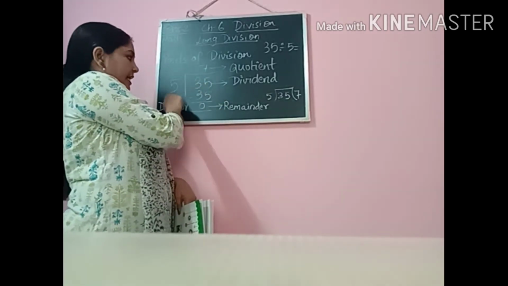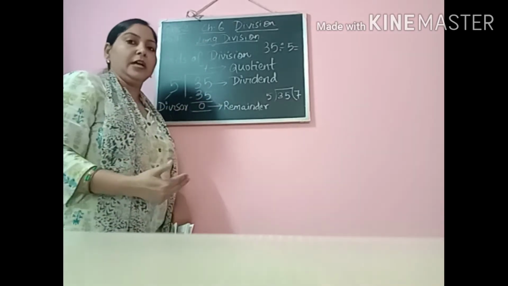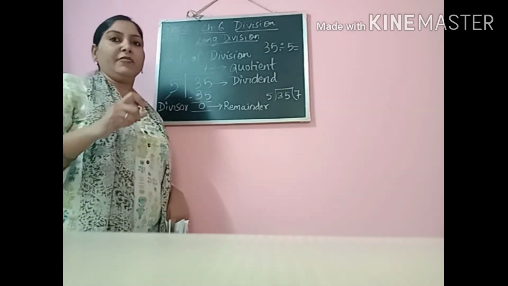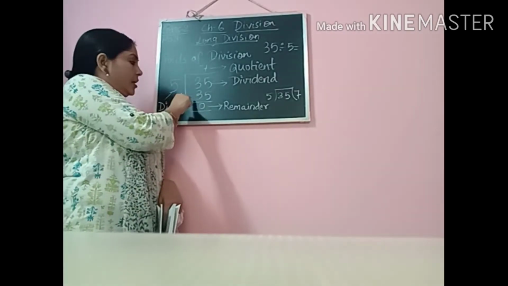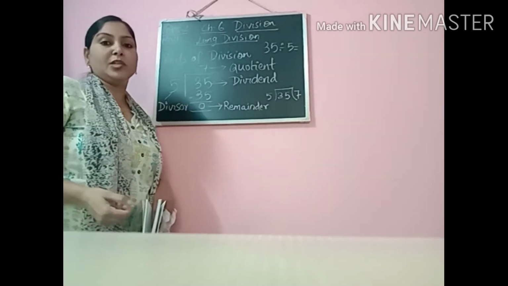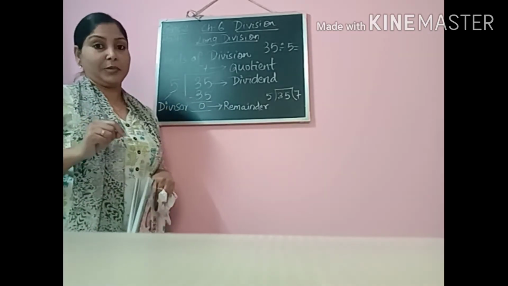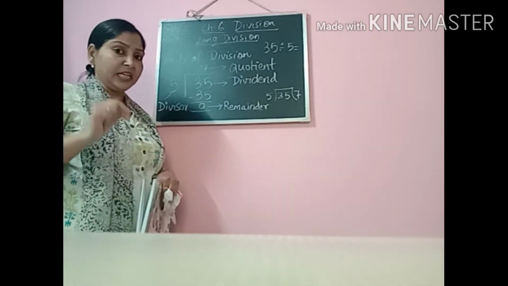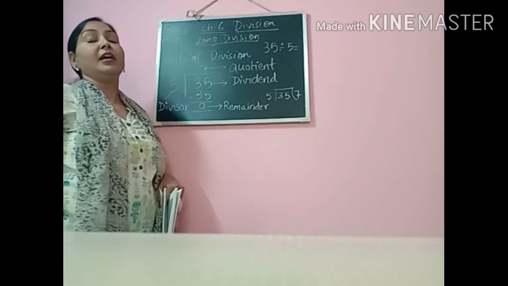After subtracting, 5 7s are 35. So just below the dividend we write the number which comes at 7 times. So we have written 35. And then what do we do? We subtract. Why do we subtract? Because we have learned that division is also known as repeated subtraction, and that is why we subtract.